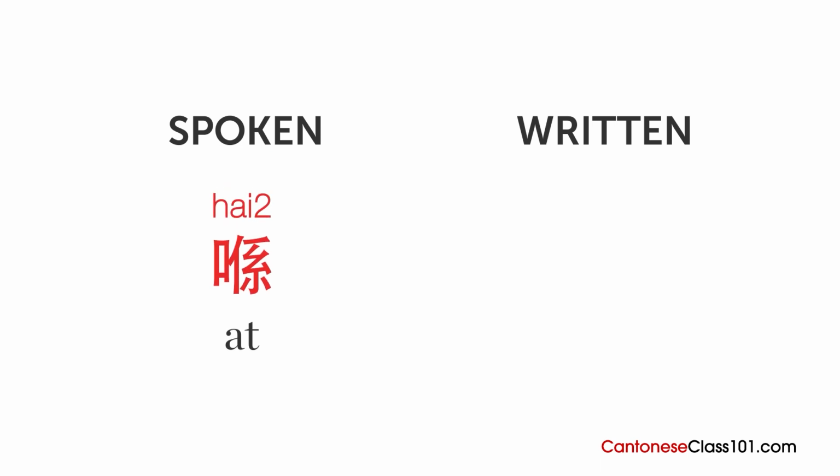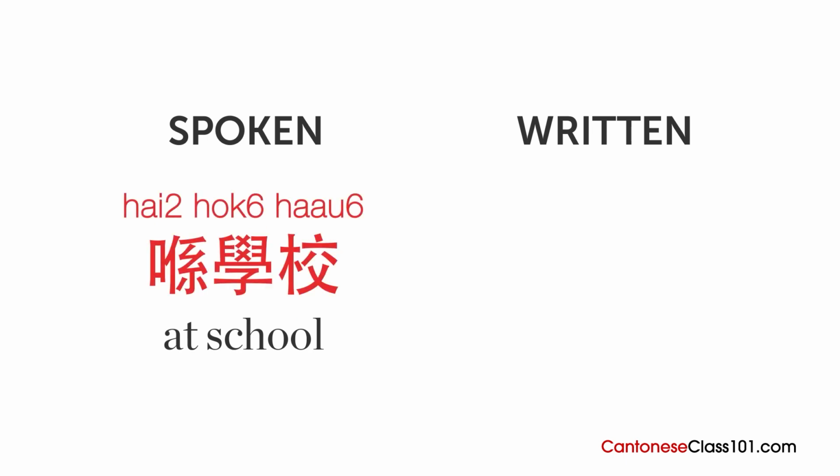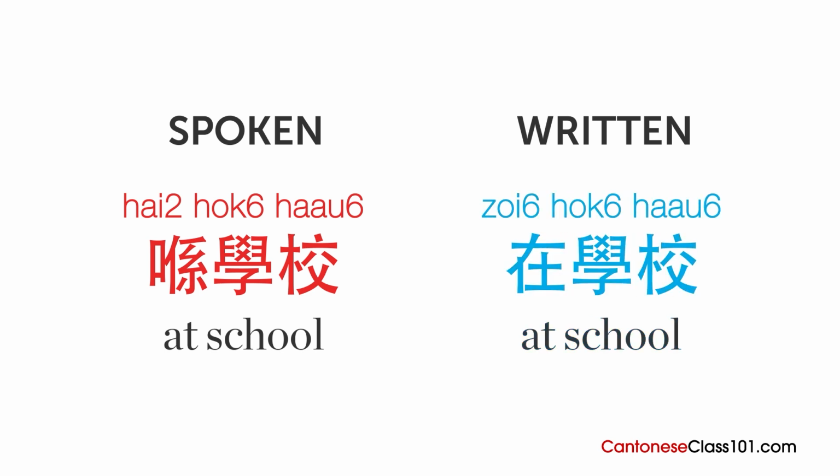If you say everything the same way it's written in the standard Chinese, it would sound very strange, as if you're reading from a poem, so keep that in mind. For example, we say 喺 meaning at, such as at school, 喺學校. But the same thing in writing is 在. So, at school in writing becomes 在學校.